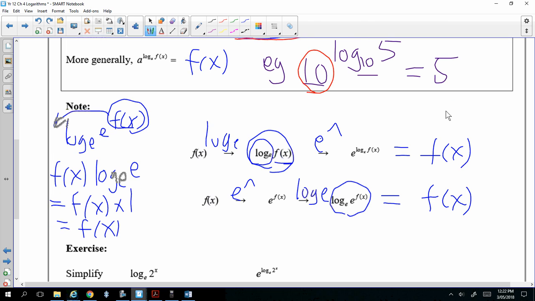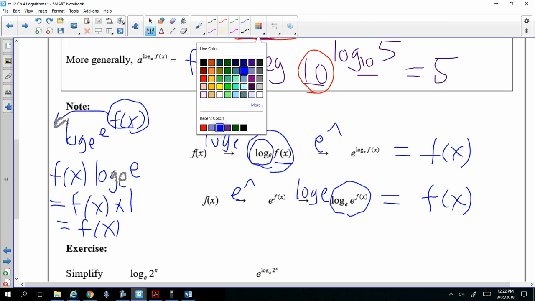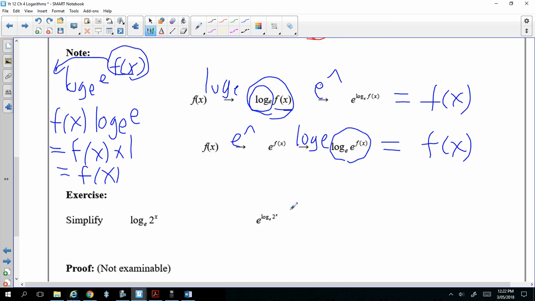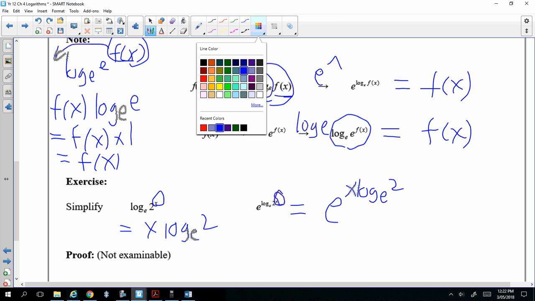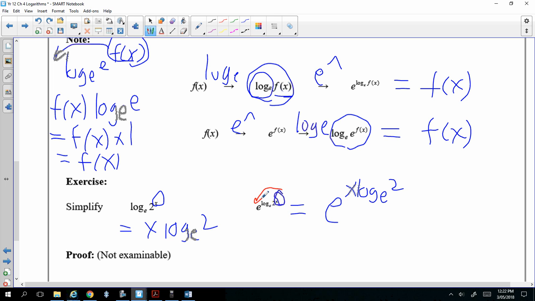Log base e of 2 to the power x, you can bring the x down. For the next one, using the rule, I still want to do the same thing. That x there goes down: x log base e of 2. Just applying the log law, bringing the power down.